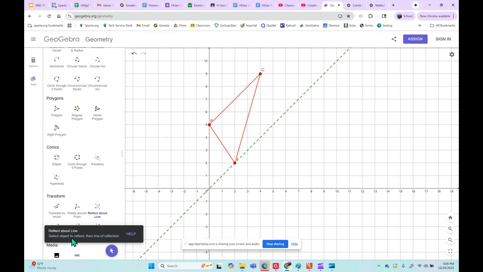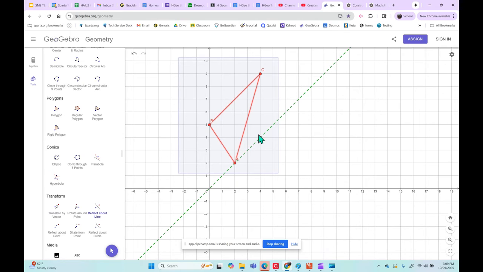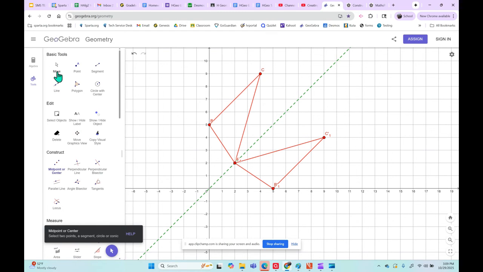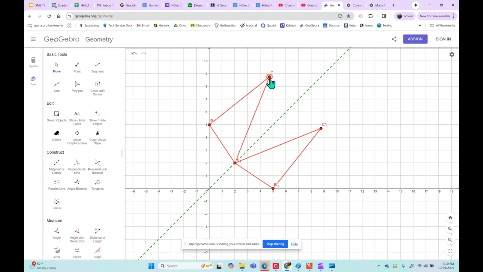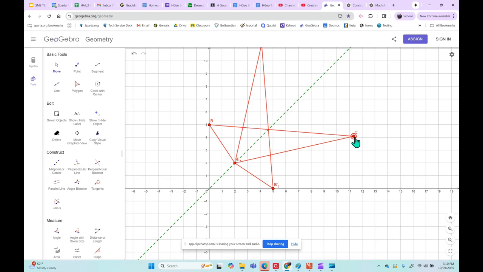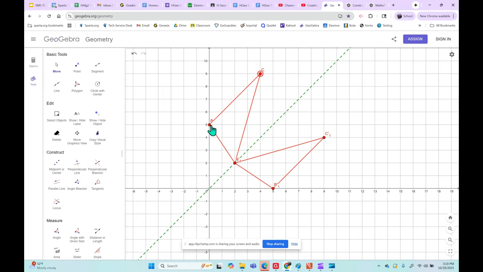It says select the object to reflect, then the line of reflection. So I'm going to select the entire triangle. It's okay if I select the line of reflection because it'll just map onto itself. And then I'm going to click on the line, and there's your nice little reflection. And you can see it's dynamic. It maintains its cohesiveness. If I go up here and click move, if I move point C, its reflection point moves. I can even move it to the other side of the line. Okay, I can move point B. I can move point A. But I cannot move the image points because they're based on where the pre-image was.